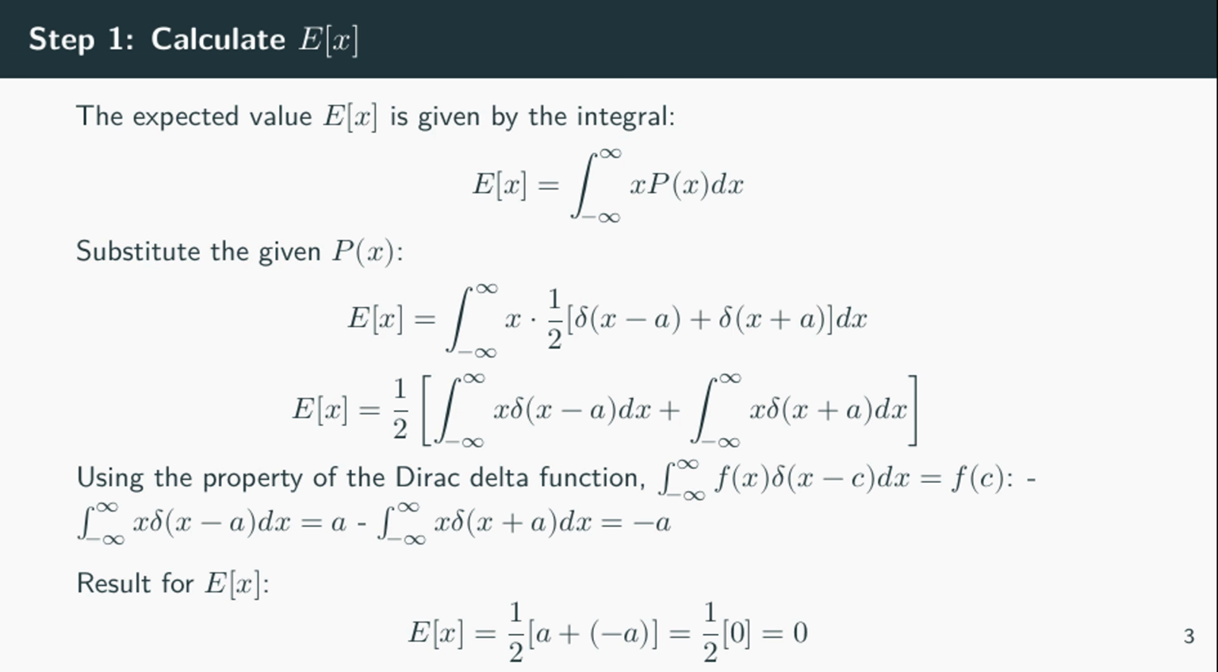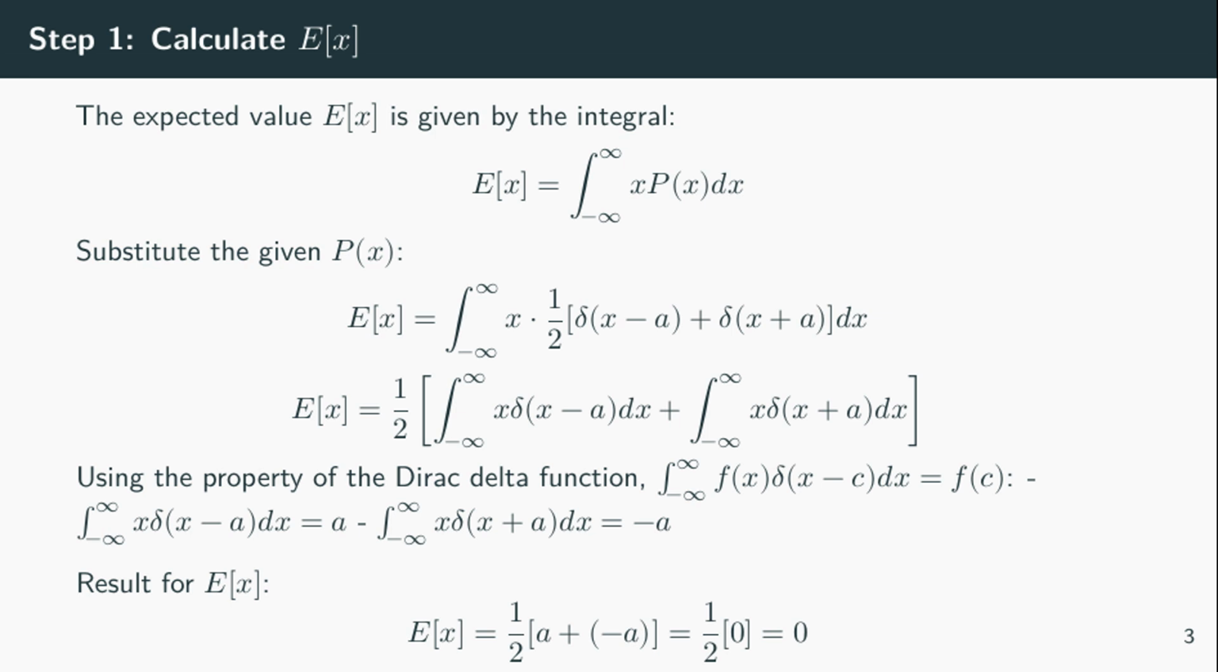Next, we pull out the constant factor of 1/2 and split the integral into two separate terms corresponding to the sum inside. The key to evaluating these integrals is using the property of the Dirac delta function. The integral of any function f of x times delta of x minus c is simply f evaluated at c. Applying this property to our first integral, where f of x is x and c is a, gives us a. For the second integral, where f of x is x and c is negative a, we get negative a. Substituting these results back into our expression for E of x, we have 1/2 times the sum of a and negative a. This sum simplifies to 0, giving us E of x equals 1/2 times 0, which is 0.